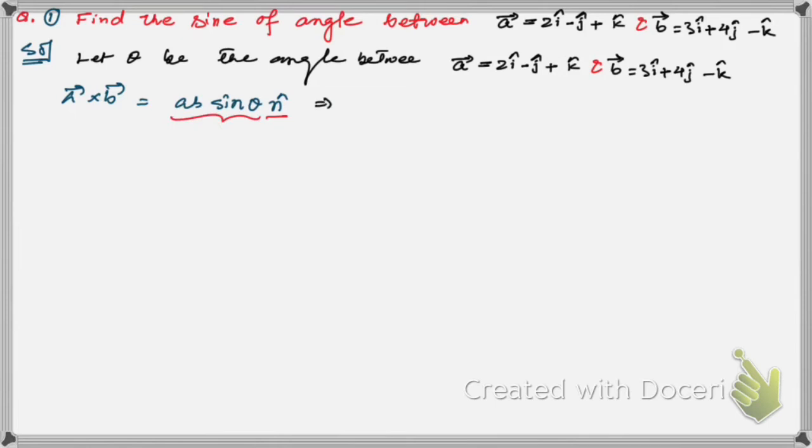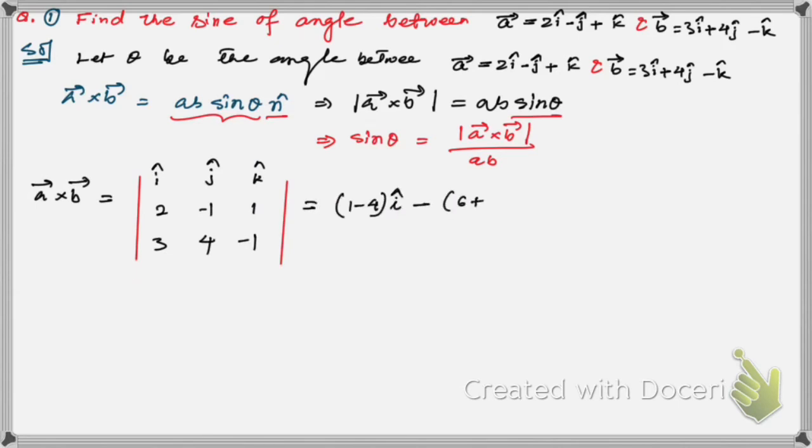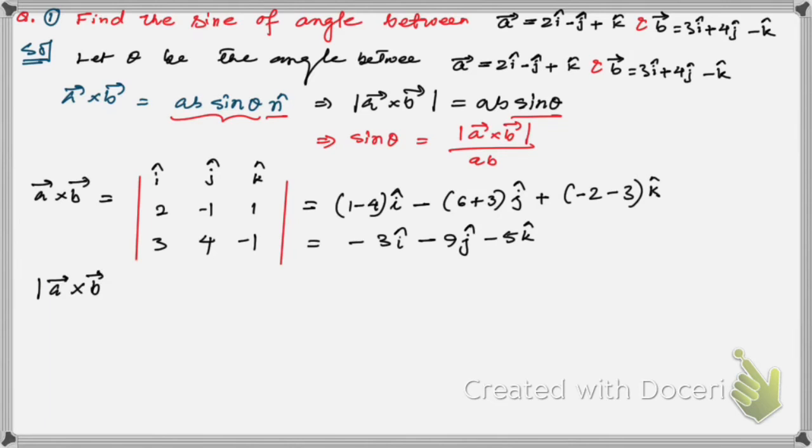If we take the magnitude only, the magnitude of A cross B is going to give you AB sine theta only. And from here we can find sine theta, the sine of the angle theta between the A and B vectors. So the magnitude of A cross B divided by the magnitude of A and the magnitude of B. Let's find A cross B first. If you use determinants to find A cross B, I'm not going to explain how to evaluate determinants again, so I hope you have understood that. This is going to be the result, so now find its magnitude.